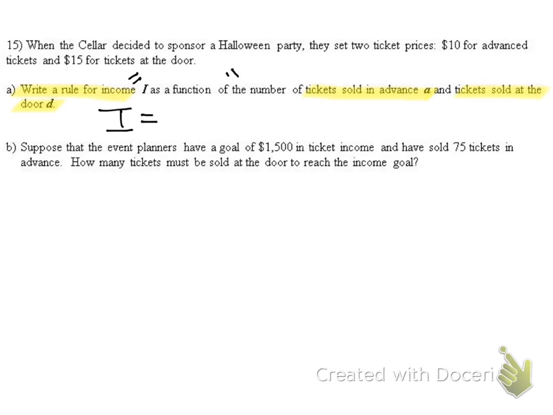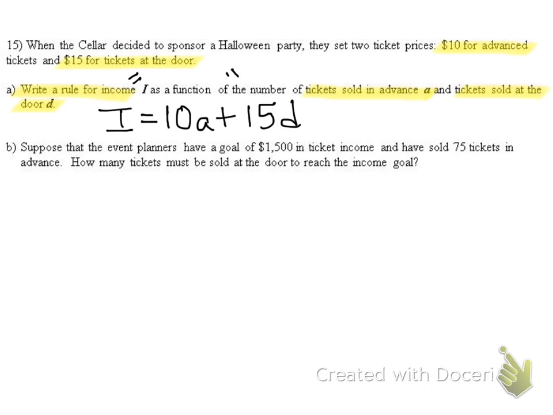So we're supposed to write a rule, and anytime you see wording like I as a function of something else, that means our rule is going to say I equals. What's going to be on the other side of the equal sign is everything that comes after that. In this case, tickets sold in advance and tickets sold at the door.